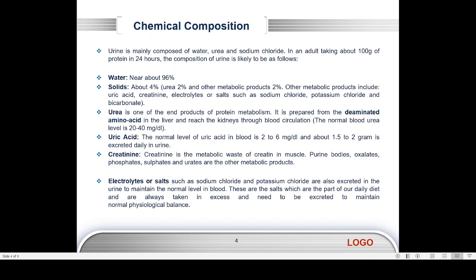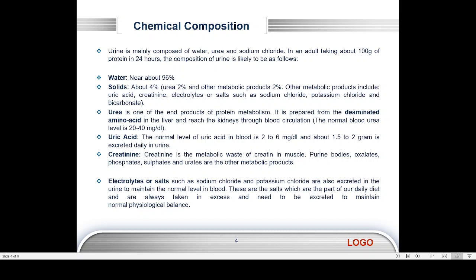Now, in an adult, if an adult takes 100 gram of protein in 24 hours, the composition of urine is likely to be as follows. What is mentioned below is the composition for a normal adult person who has taken only 100 gram of protein in a 24 hour period. On the other hand, if he takes only 50 gram of protein in the last 24 hours, there may be slight variation. And if he takes 200 gram of protein, again there will be slight variation. So this is based on a normal adult person who has taken 100 gram of protein in the last 24 hours. That is how the assessment is made.